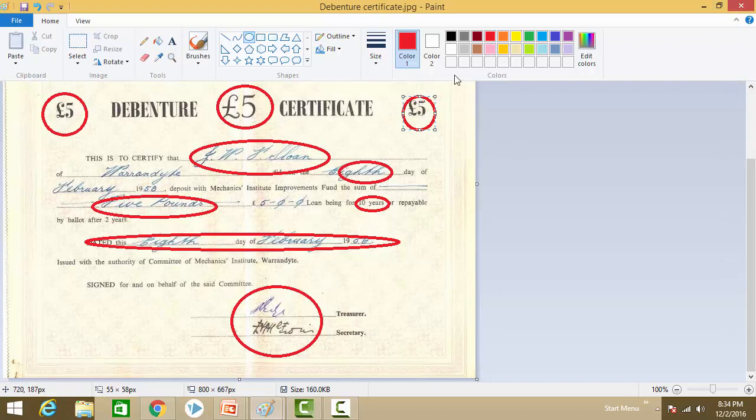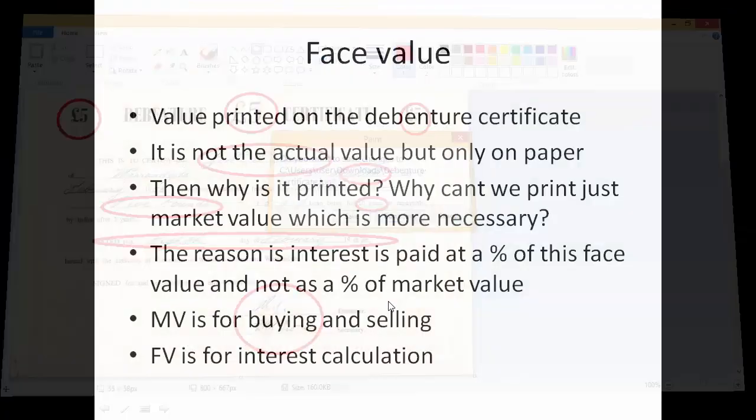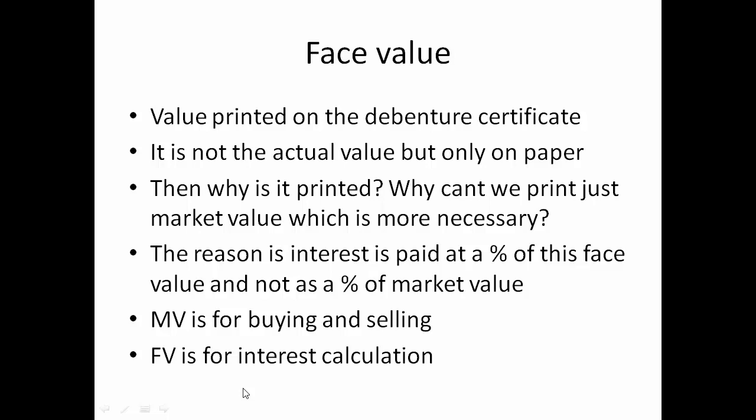But it is a value that is printed on the debenture certificate. It is not the actual value, but it's only on paper. It's existing only on paper. Then why is it printed? Why can't we just print the actual value or the market value, which is more necessary for trading?